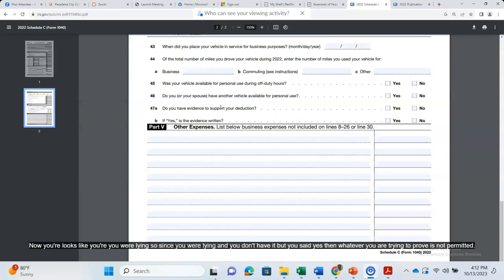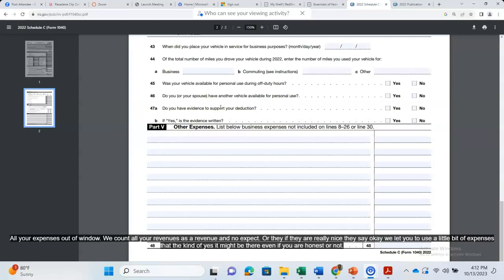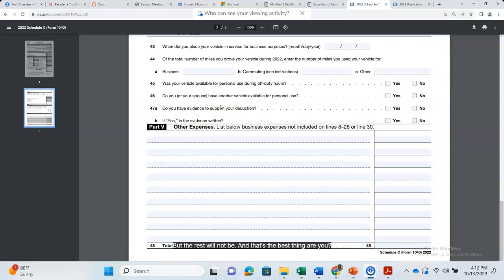So since you were lying and you don't have it, but you said yes, then whatever you are trying to prove, it's not permitted. All your expenses out of window. We count all your revenues as a revenue and no expense. Or if they are really nice, they say, okay, we let you use a little bit of expenses that we kind of guess might be there, even if you are honest or not, but the rest will not be permitted. And that's the best scenario.